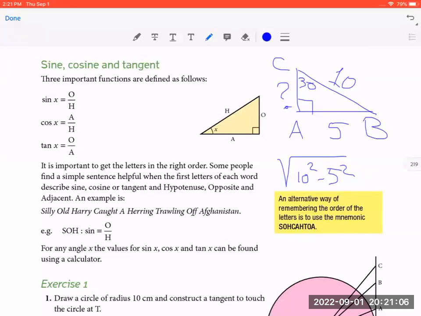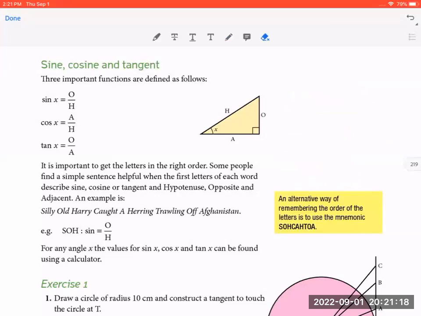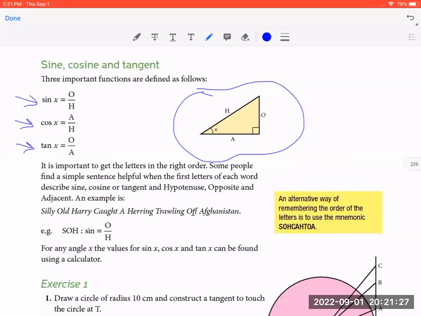Okay. Now let us go to our lesson today. We are going to speak about the trigonometric functions, which are sine, cosine, and tan. Now look at this triangle. This one is the hypotenuse. This one is the opposite to x, and this one is the adjacent to the x.